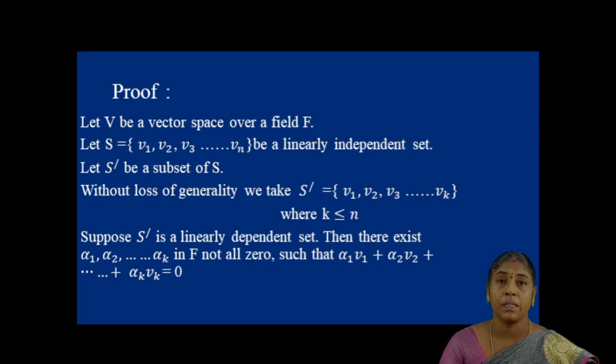By the definition of a linearly dependent set, some of the scalar values are non-zero. That is, some of the alpha i which belong to F may not be equal to 0. So there exist alpha 1 etc. alpha k in F, not all 0, such that alpha 1 v1 plus alpha 2 v2 plus etc. plus alpha k vk equal to 0.